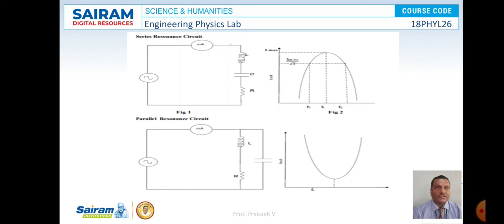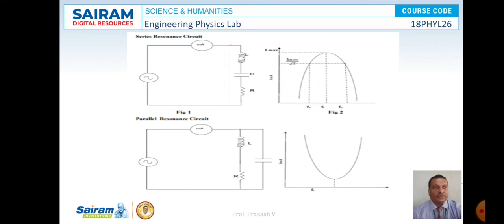So first it will be maximum and decreases, and for a particular value of frequency known as the resonance frequency Fr, the current is minimum, and with further increase in frequency, the current value keeps on increasing. So this is about the experiment.